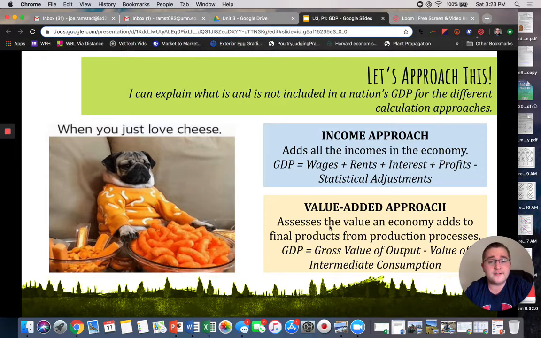And the third and final approach that we're going to discuss in class is the value-added approach. And this one I think is the most interesting and fascinating to learn about. This assesses the value that an economy adds to final products from production processes. So take a look at your cell phone. Okay, this is my cell phone right here. Okay, your cell phone, just a hunk of metal, right?